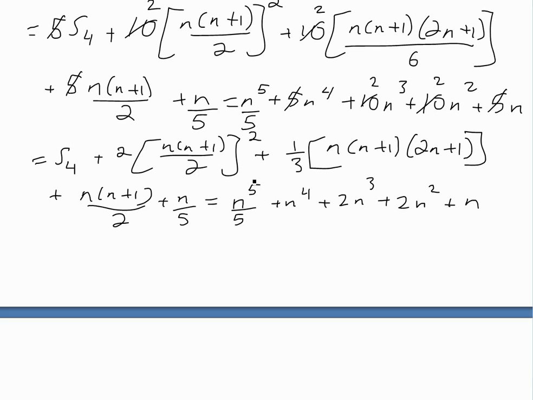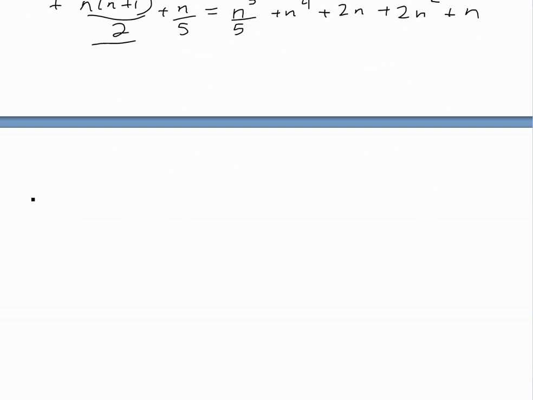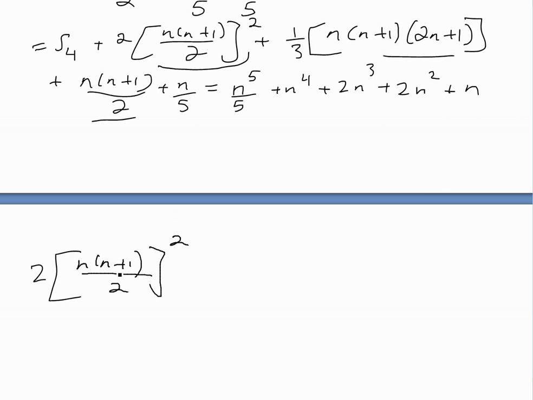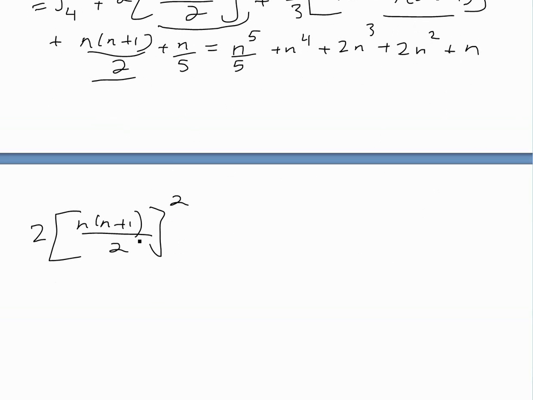Now to do the algebra, we need to expand, or FOIL out, all of these functions. I'll do these separately. I'll write this one down right here. So we get this part, 2 times (n(n+1)/2) all squared. Simplify this: we get a 2, multiply the n inside, n squared plus n. Then we have to square that. Then there's going to be a 4 right here because this is squared.